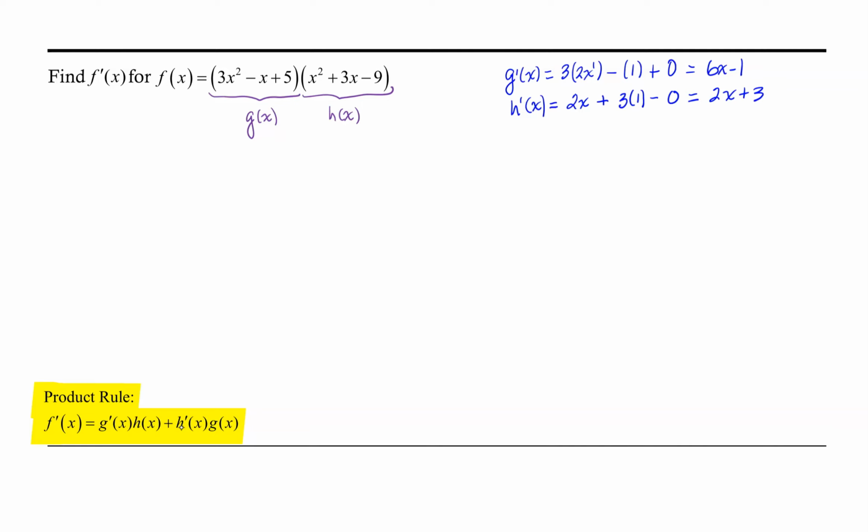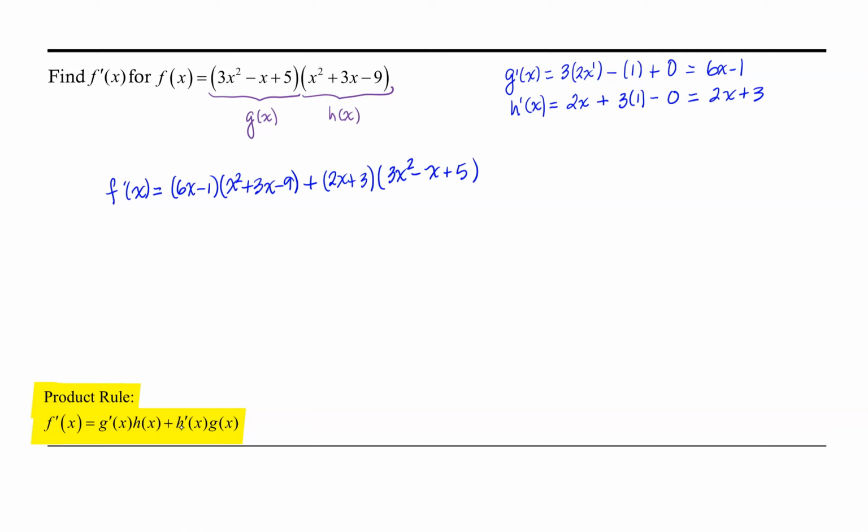And now we're ready to go ahead and find f prime of x. So f prime of x is going to be the derivative of g, which is 6x minus 1, times h, which is x squared plus 3x minus 9, plus the derivative of h, which is 2x plus 3, times the function g, which is 3x squared minus x plus 5.